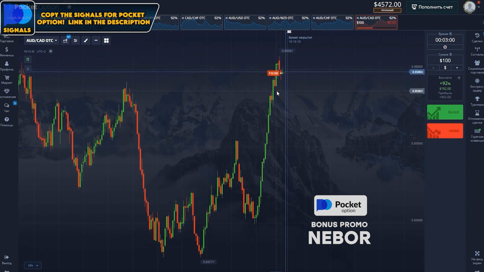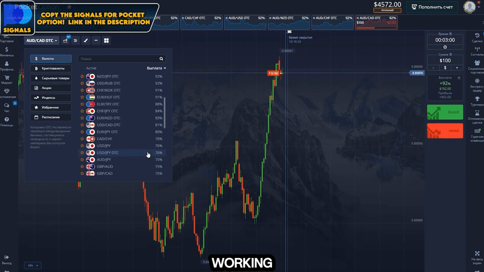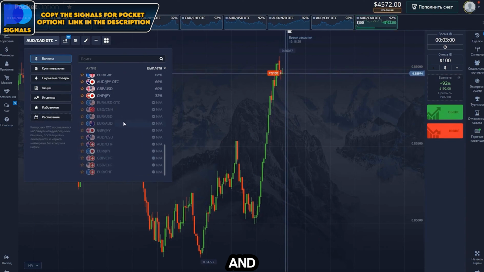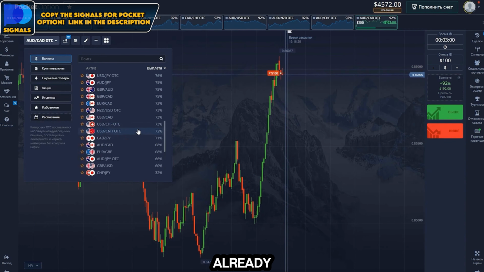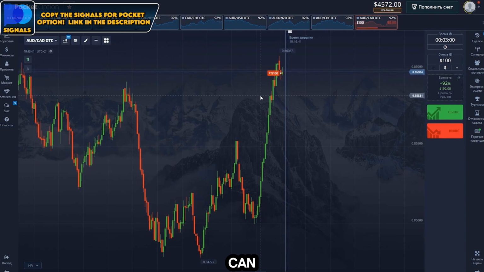That's it. Now we immediately added low assets. As you can see, in the evening, the usual assets are not all working, and those that do are already at low income percentages like 78, 75, which does not interest us. In principle, you can also look at OTC, as those who trade in the evening will find this strategy useful.